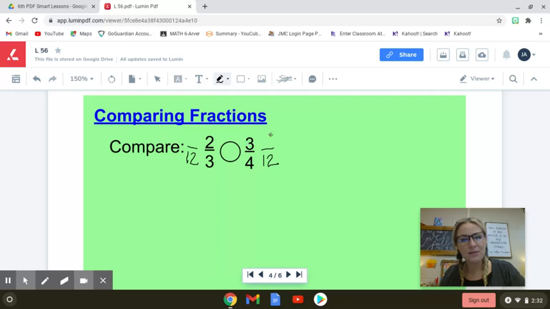So 3 times 3 is 9. 3 times 4 is 12. So 2 times 4 is 8. So now we can very clearly see 8 twelfths, 9 twelfths. Our answer is less than. That says that 9 twelfths is greater.